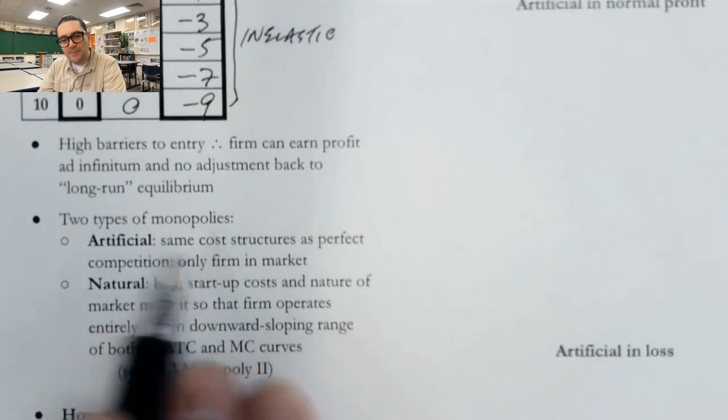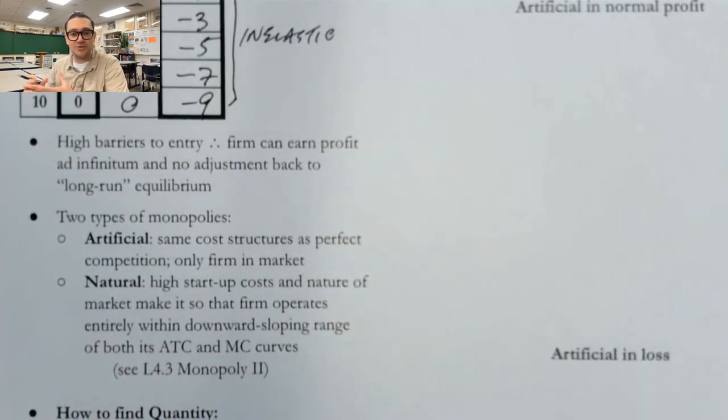There are 2 types of monopolies. The first type we're going to learn about is called artificial. And this type uses exactly the same cost structures as any other firm. They just happen to be the only firm in the market. It could be they bought up all their competitors. It could be that they bought up all the resources used to make the product. It could be that they just happen to be the only one in the geographic area.